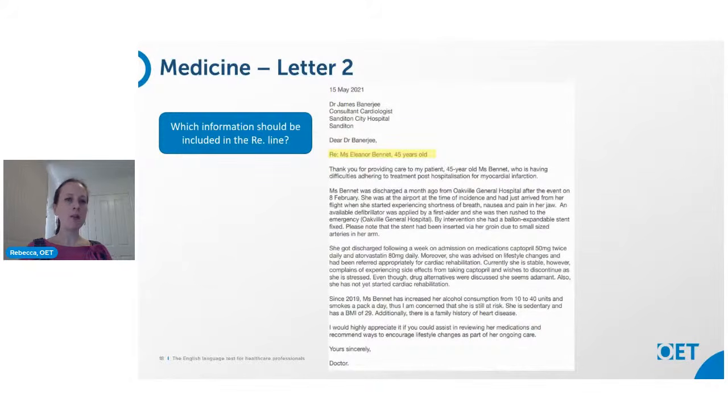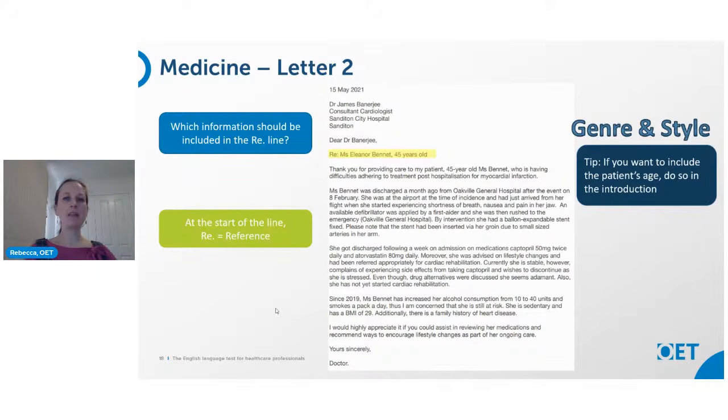Now, some of you may think to include the age is fine, but what I would say is that the RE in the RE line stands for reference, and this is the way that the reader can identify the patient in the letter. So details such as their name and date of birth could be input into a database and bring up results to find this patient. And official OET case notes will provide the patient's date of birth for you to use here.